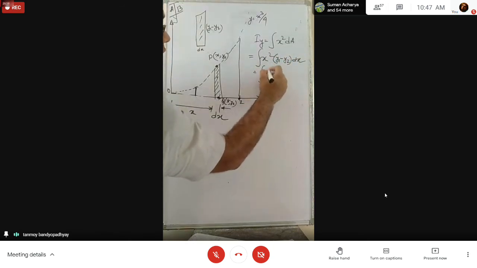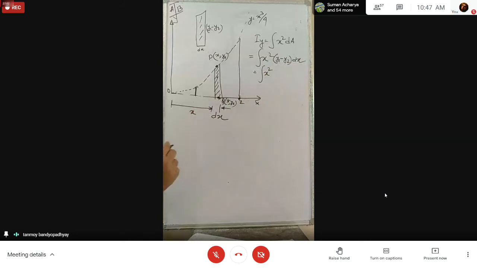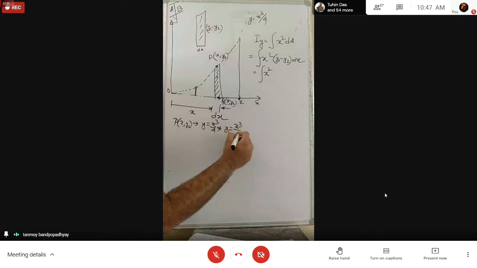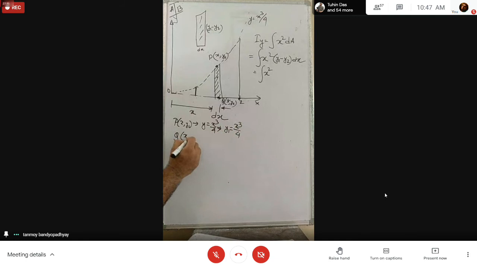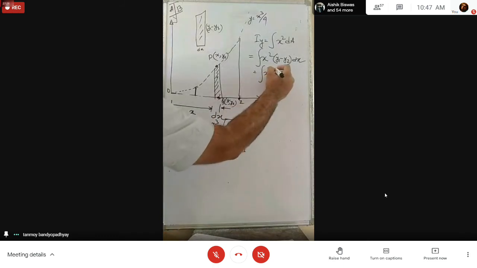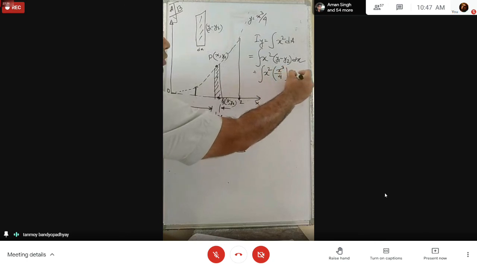So that is x square into y1 minus y2, where y2 is 0, and what will be y1? Since this point P, x comma y1, lies on the curve y is equal to x cubed by 4, we have y1 equal to x cubed by 4. And Q, x comma y2, lies on the x-axis, so y2 will be equal to 0. So we can substitute these two values. So y1 will be equal to x cubed by 4, so this is x cubed by 4 minus 0 into dx.